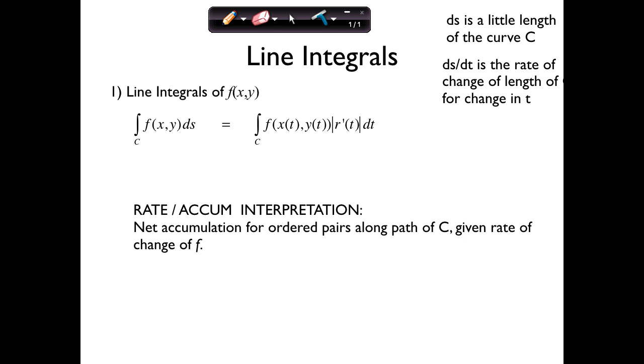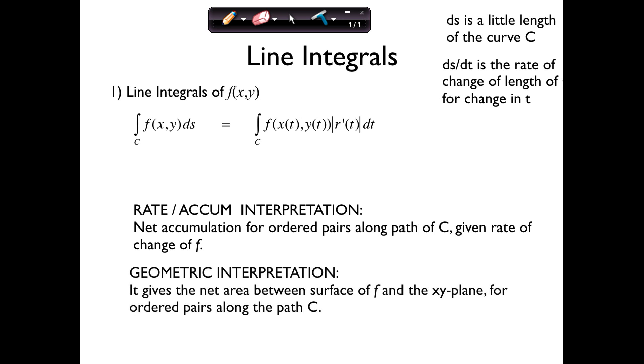Like I said, the rate or accumulation interpretation of this would be the net accumulation for some quantity for ordered pairs along C if the rate of change was a multivariable rate of change function f. Okay, that's not as common. More common is a geometric interpretation, so it's like the net area of the curtain determined by C. C is the profile, and the height of the curtain at different levels would be the f. So that's the more common.